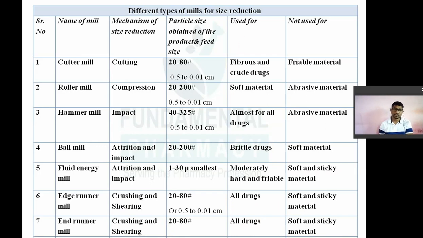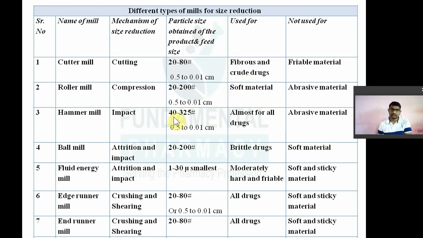यहाँ पे इस टेबल के ऊपर आपको क्वेश्चन कैसे आएंगे, यहाँ पे आपको क्वेश्चन आ सकता है match the following. So find out the correct match. In one column they will give you the names of mills. In the second column they will give you the mechanism involved, and they will ask you to match the respective mill used in size reduction with its mechanism of size reduction. Or they can also ask the question like match the different mills with the respective product they are used for. Cutter mill is used for fibrous material, like this.